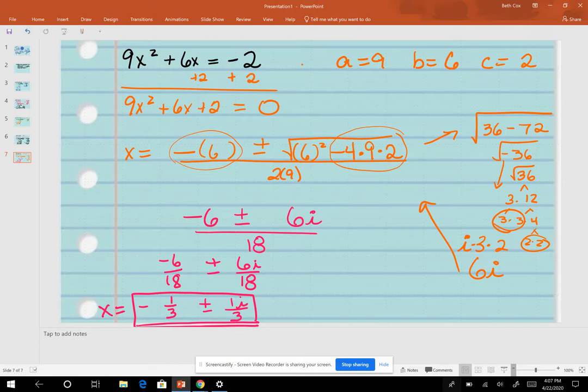There was 3 more examples using the quadratic formula to solve these quadratic equations. It's not hard if you just follow the same steps over and over and over again. All right, it's just math, y'all. That's all it is. You can do it.